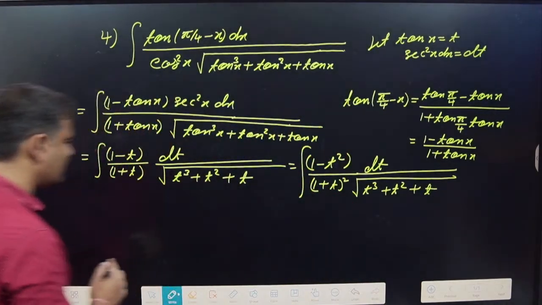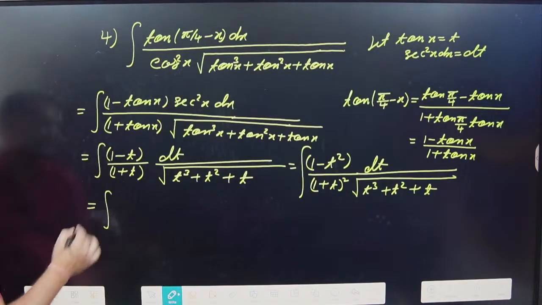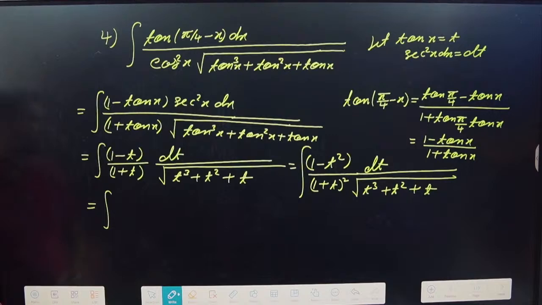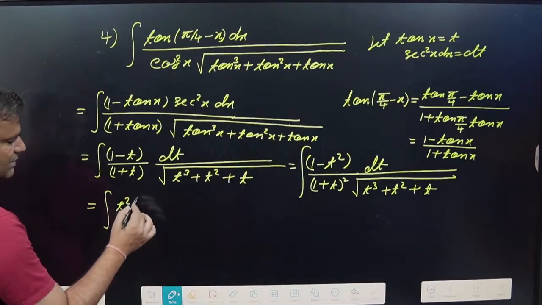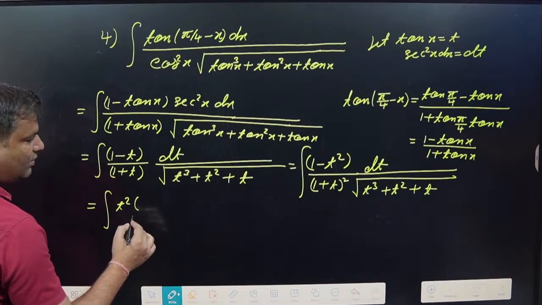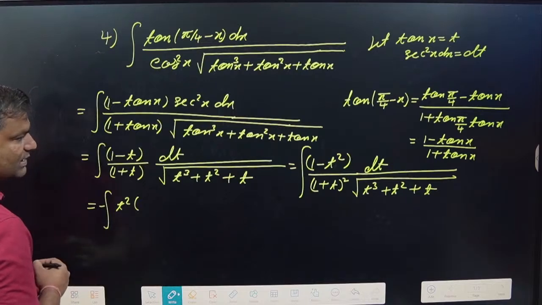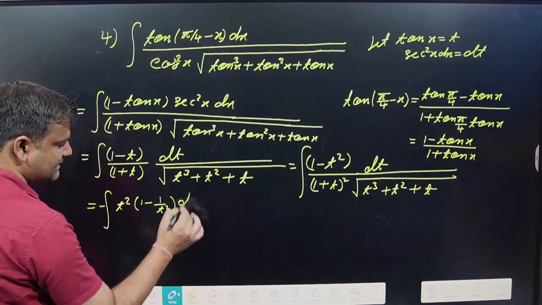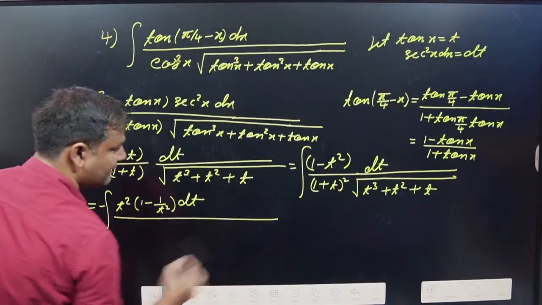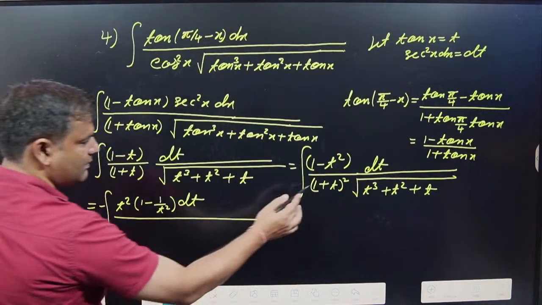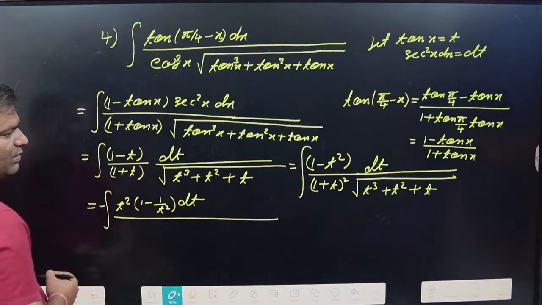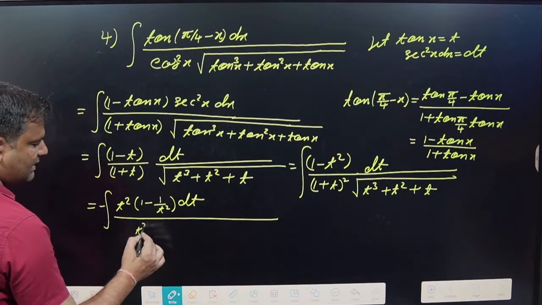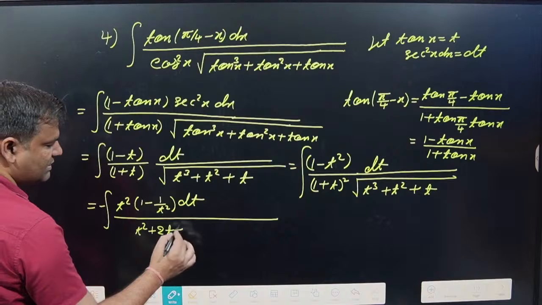Now after that, if t square is common in the numerator, it is written as t square minus 1 minus t square common, then 1 minus 1 upon t square dt, divided by this, which is written as 1 plus t square, basically t square plus 2t plus 1.